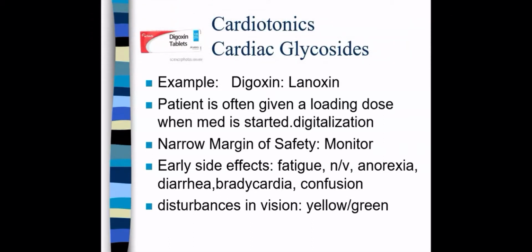Early side effects that we may have with this medication are fatigue, very much fatigue, nausea and vomiting, anorexia, they just have no appetite anymore, diarrhea, bradycardia, which is a slow heart rate, less than 60, and sometimes some confusion. Sometimes people report vision changes in their colors, usually yellow and green. Sometimes they get mixed up.